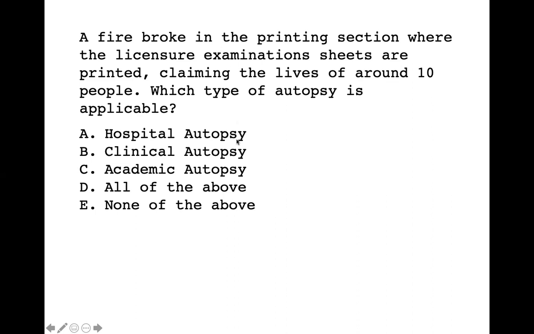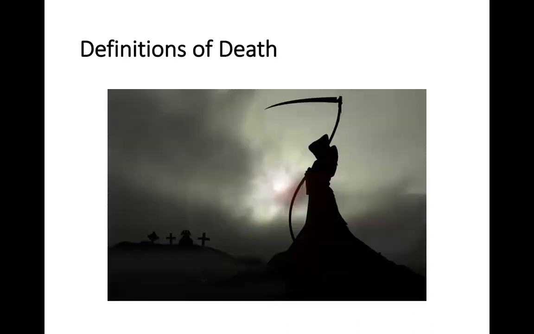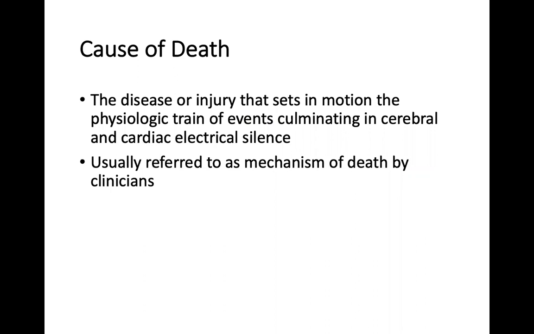Alright? So very good. So next we are going to discuss the definitions of death. So remember that the cause of death is the disease or injury that sets in motion the physiologic train of events culminating in cerebral and cardiac electrical silence. So ito yung mag-start, ito yung kumbaga parang domino effect. Okay? From the start of the injury up to the death of the patient. Usually it is referred to as the mechanism of death by your clinicians.